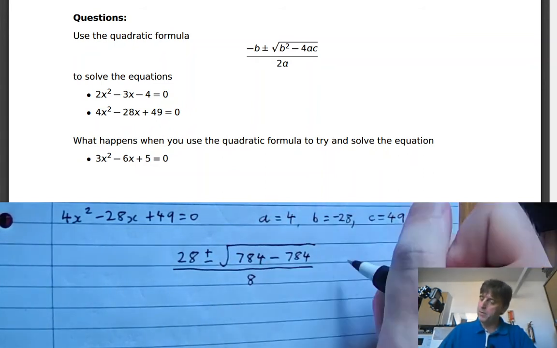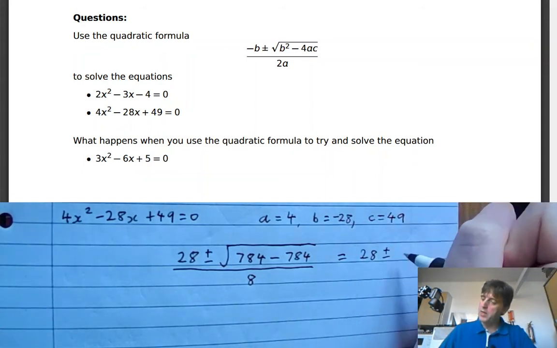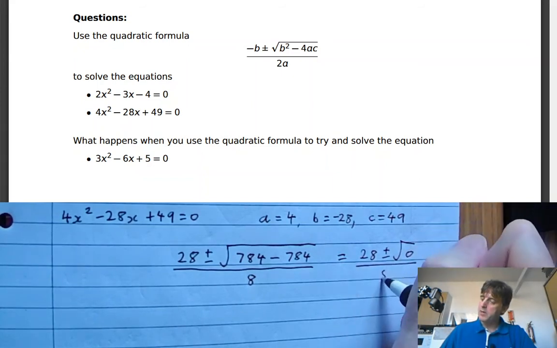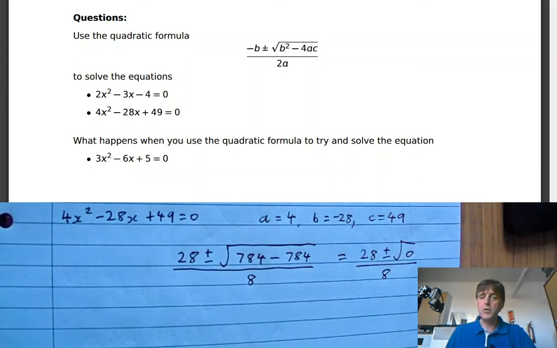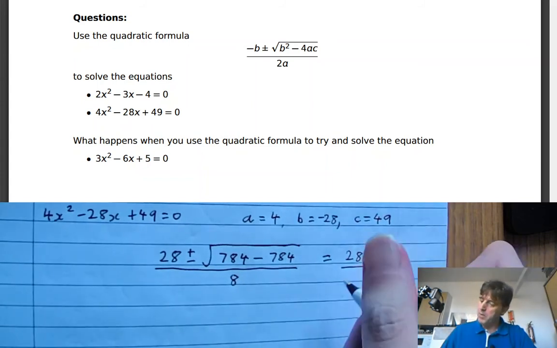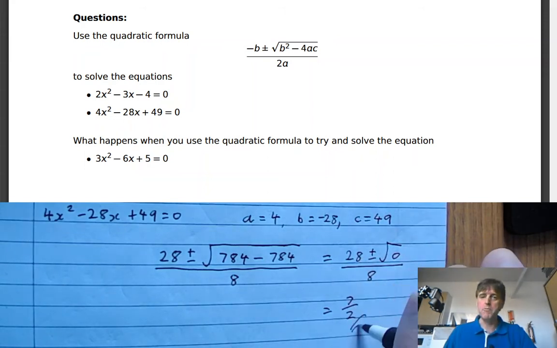So tidying that up, we end up with 28 plus or minus the square root of 0 all over 8. Now, of course, the square root of 0 is just 0, right? So this just simplifies to a single number. There's only one possible answer we get coming out of here, which is 28 over 8, or cancelling that down, 7 over 2. So only one root to that equation.